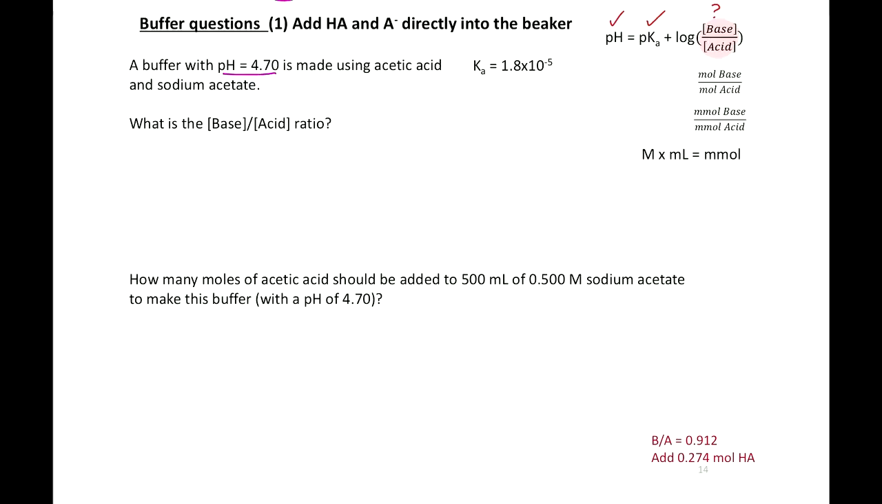So we do need to get the pKa, so take the negative log of that Ka value. You're going to be working with acetic acid so much, I bet by midterm 3 you will memorize that the pKa of acetic acid is 4.74. You're going to use it so many times, you're just going to know that it's 4.74. I promise. That goes into our Henderson-Hasselbalch equation. So 4.70 equals 4.74 plus log of base over acid. We're solving for that whole ratio inside the logarithm.